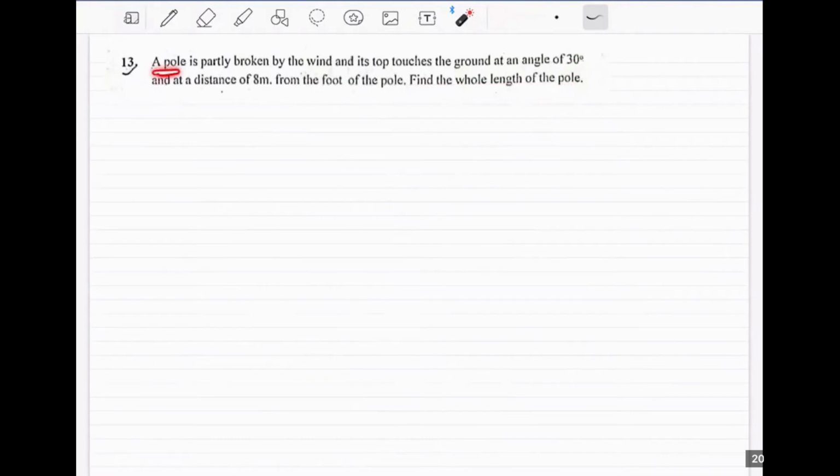A pole means that there is a stick. So this is the ground right here. This is a stick. The stick was AB. What happened? It is partly broken by the wind. It's not broken wholly, but it's partly broken. Let's say it is broken right here. So at this point, it is broken.